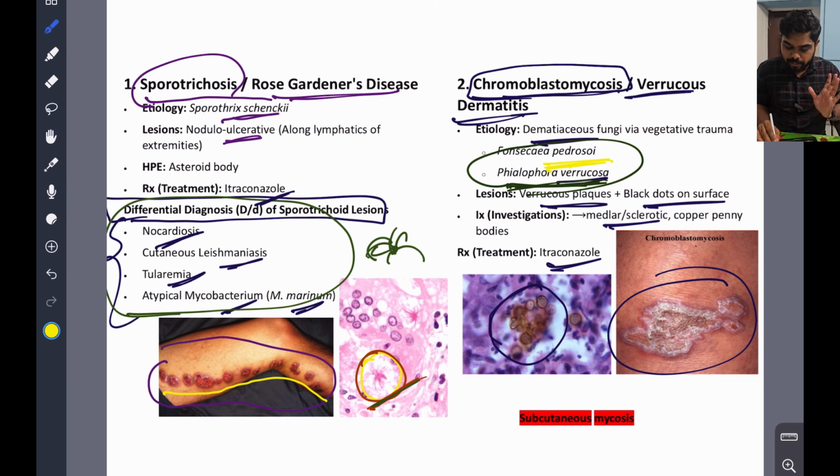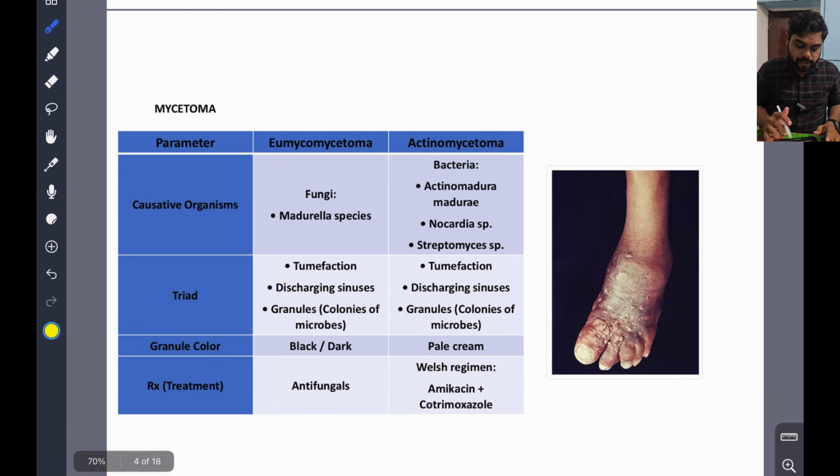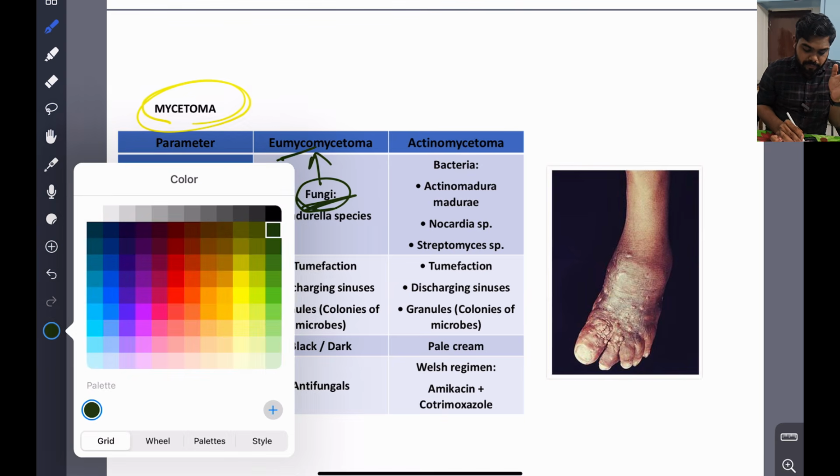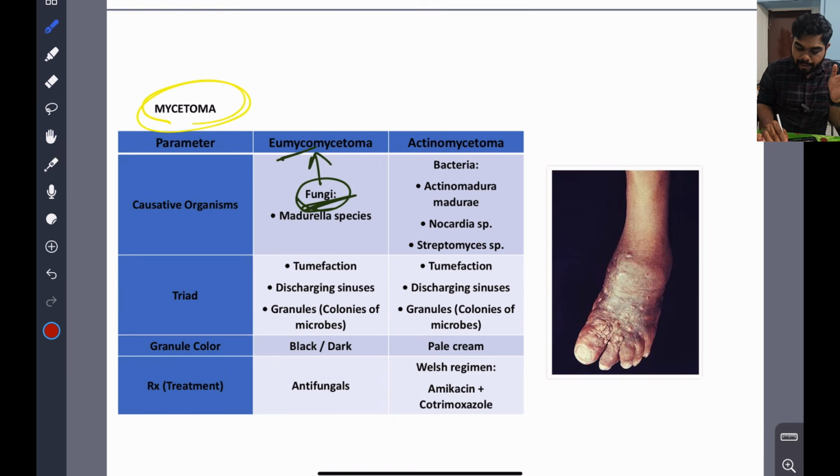Okay, subcutaneous mycosis. Clear? So these are the two important questions frequently asked in NEET PG. And one more thing is our mycetoma. So already you may know mycetoma can be eumycetoma, which is caused by fungi, and bacterial mycetoma. If it is caused by a bacteria, it is known as actinomycetoma.